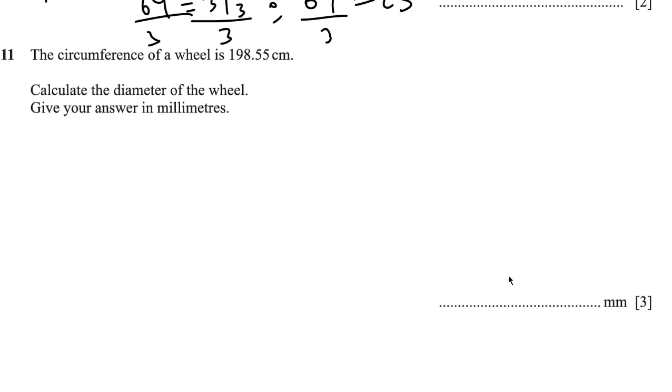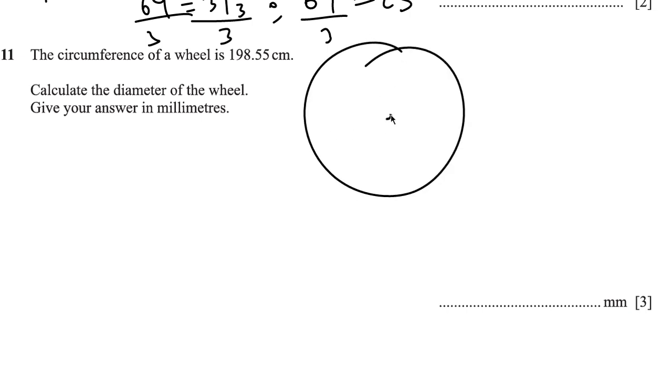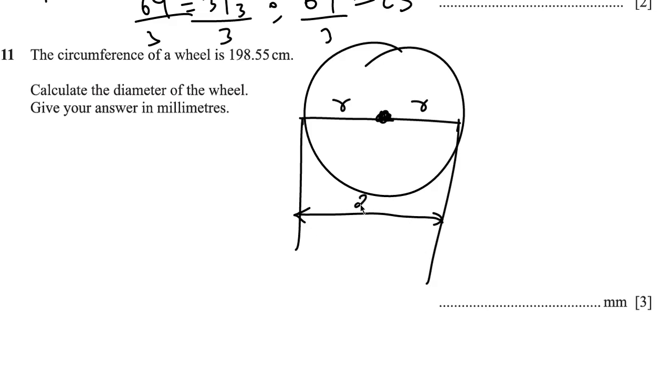Question 11 says, the circumference of a wheel is 198.55 cm. Calculate the diameter of the wheel. Give your answer in millimeters. Right, so all you simply need to do here, first of all, is remember the formula. This is the radius, right? This is the center. And this is 2 times the radius, 2r, and 2 times the radius is equal to the diameter.